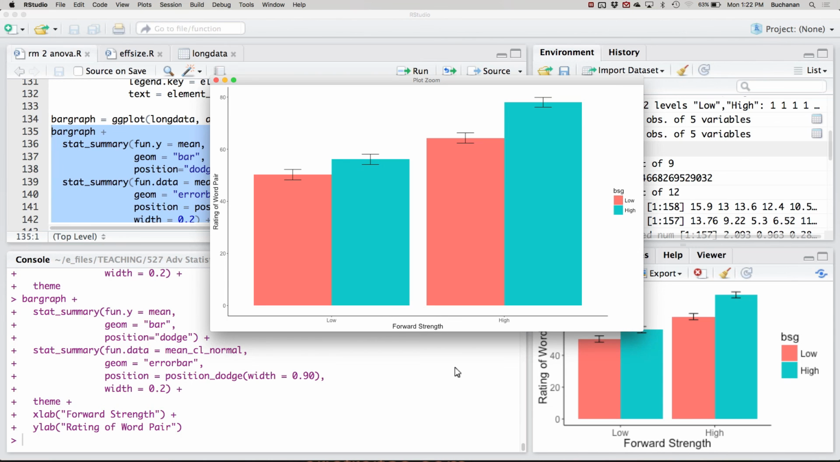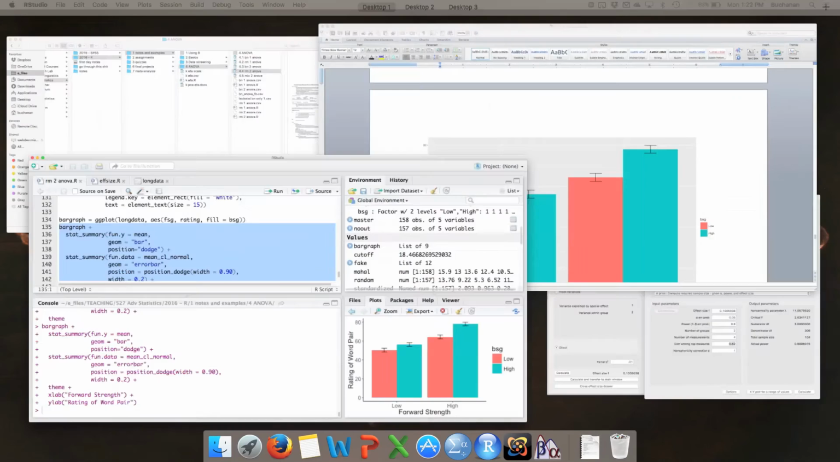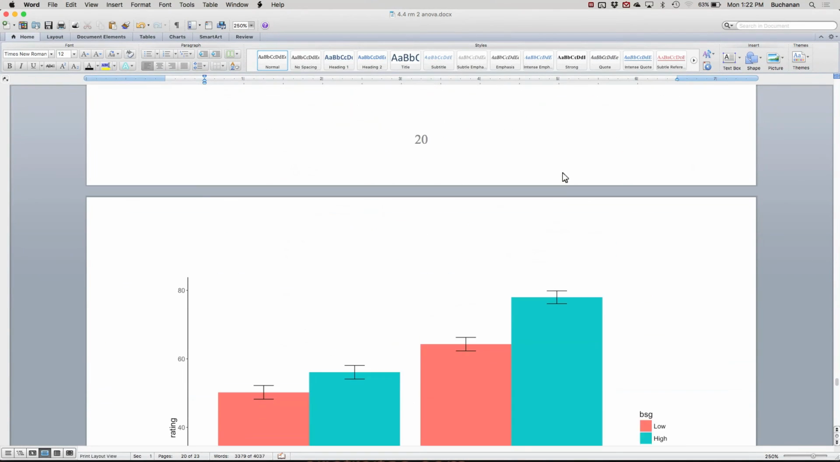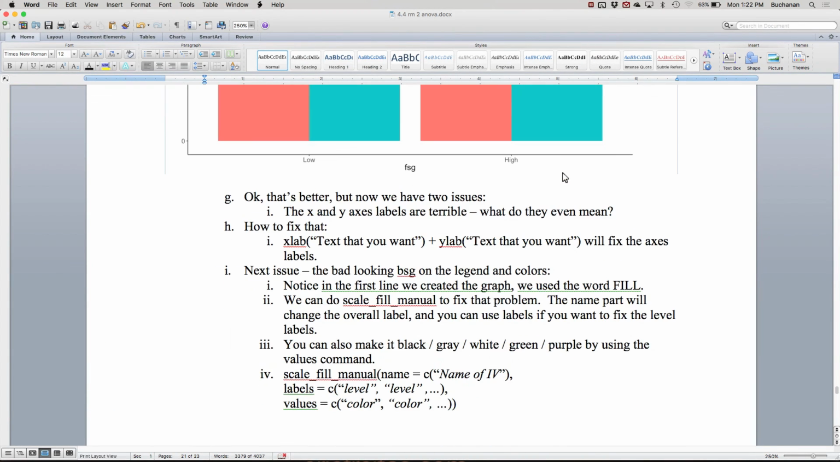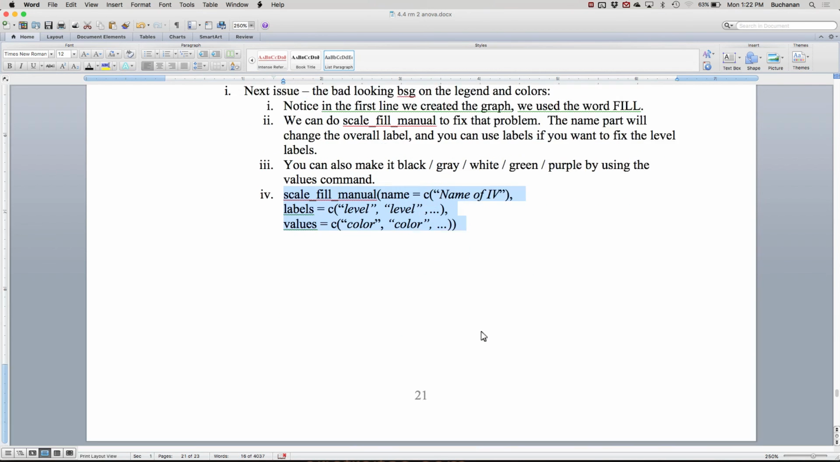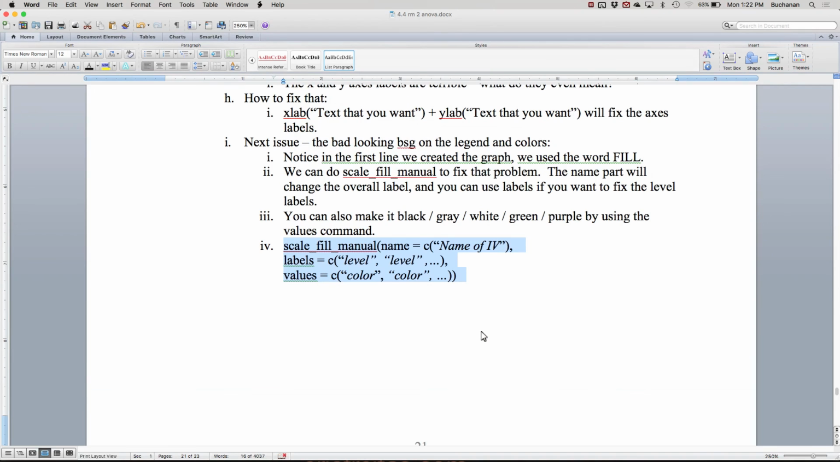Right, so the legend. This took us forever last semester to figure out, but the legend problem, they're laughing because we had a lot of problems with this, at least I have figured it out at this point in life, right? Is scale fill manual. This is at the bottom of page 21 in the notes. So we used the word fill in the first line. It said fill equals this. So the solution is scale fill manual. So the fill and the fill have to match.